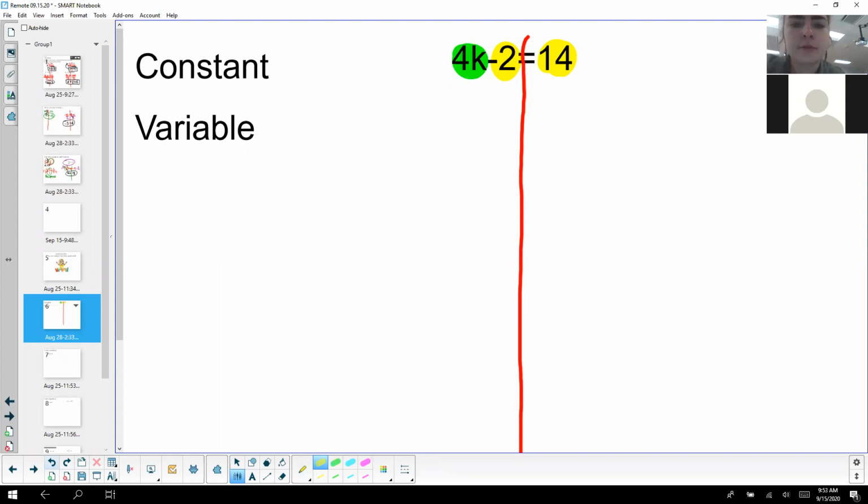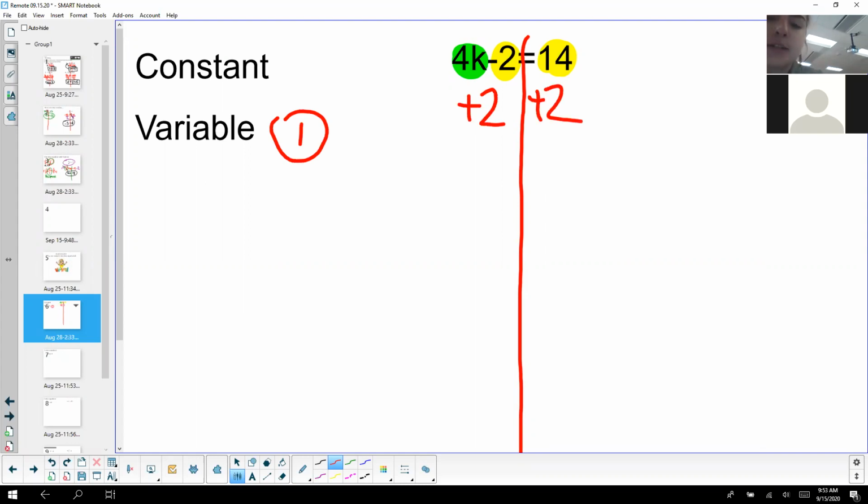So when looking at a variable term versus a constant term in a two-step equation, you're going to want to get rid of the constant terms first. We're going to want to get rid of the constant first. So that term that says -2, our first step is to add 2 to both sides. We're doing this because eventually we want to get K by itself, and we want to combine constants before we can get to our variable term.